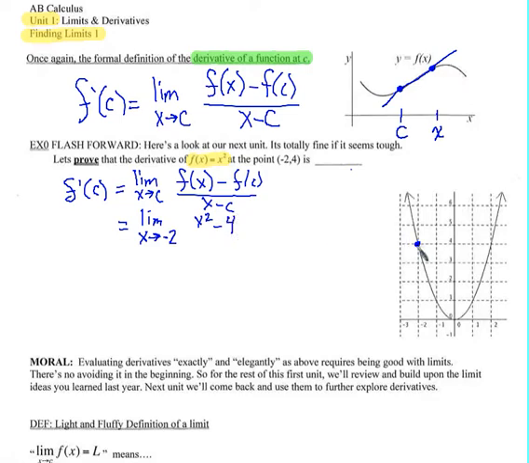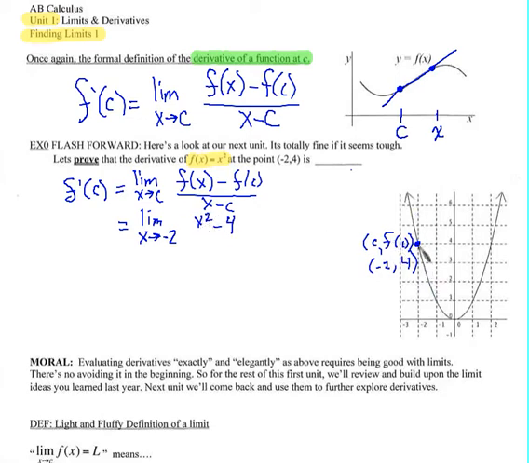So we're right over here. This is a point that I'm interested in. Its coordinates are c, f of c, or in this case, specifically, it's -2, 4. So the y value of my second point, I don't know where that is, but it's defined by the function x squared.